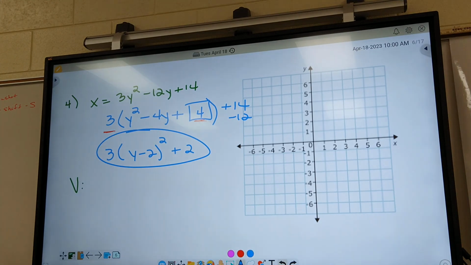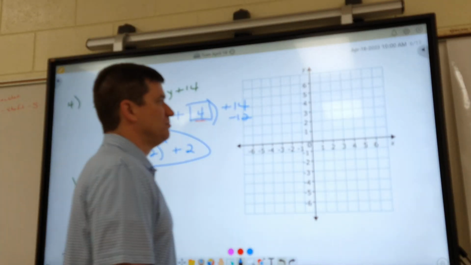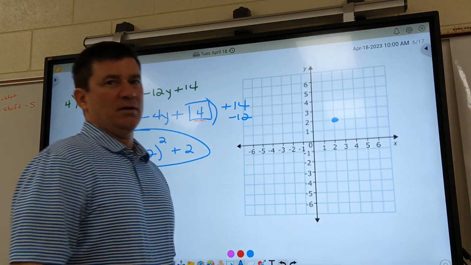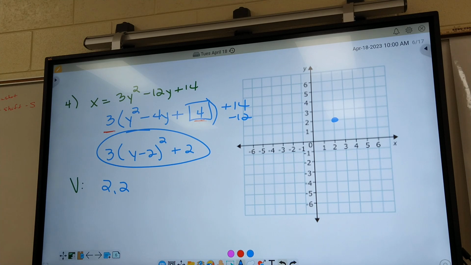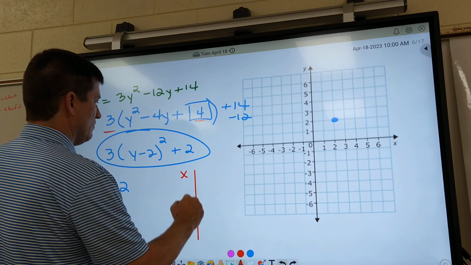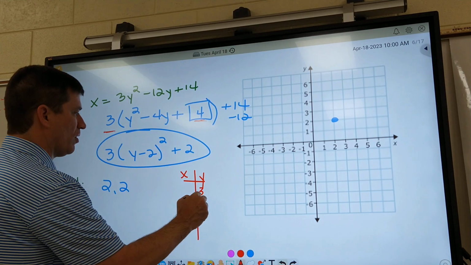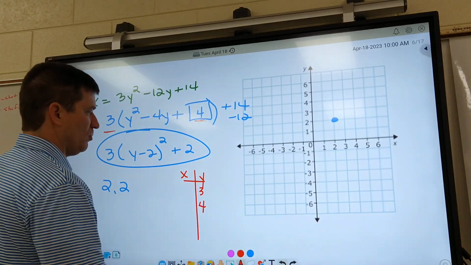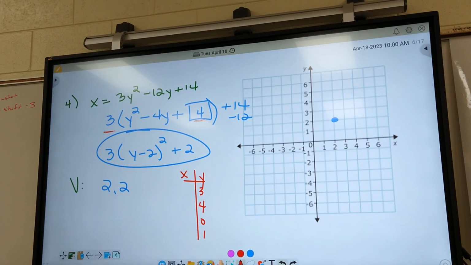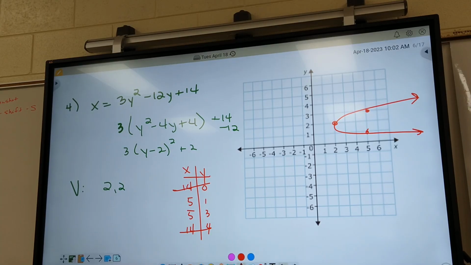All right, somebody give me the vertex right here. What is the vertex on number 4? 2, 2. Yeah. Over 2, up 2. 2, 2. All right, any question there? We'll flip back to x. All right, so when we plug in our points, I'm going to plug in 2 numbers above, which is 3 and 4. I'm going to plug in 2 numbers below, which is 0 and 1.